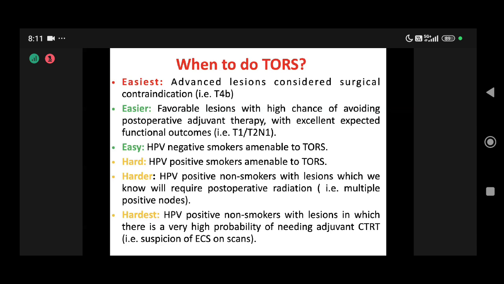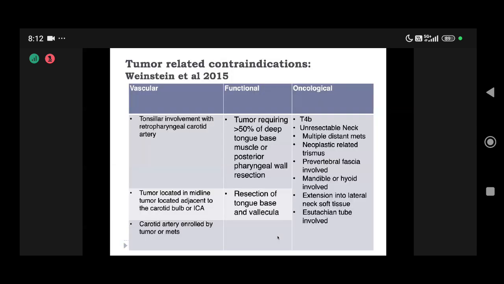And of course, there are certain patients whom you are really not sure that transoral robotic surgery will have a benefit or not. And these are HPV positive non-smokers where there's a high probability that these patients will need chemoradiation as well after surgery. And this is one of the hardest indications for transoral robotic surgery, because if you treat these patients with chemoradiation alone, they will do very well. So the real benefit of TORS is not evident for these patients.